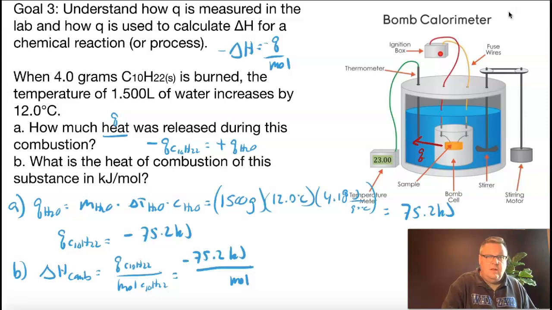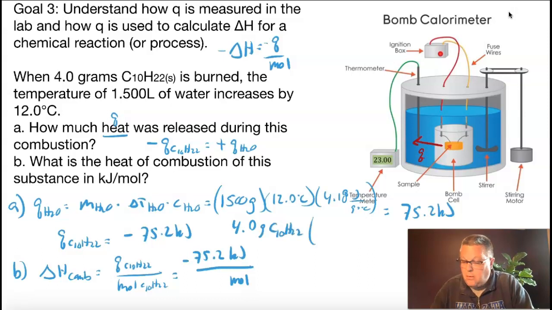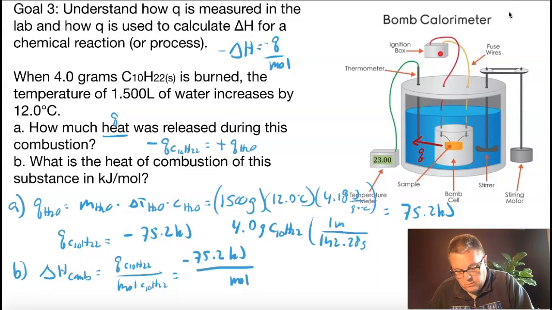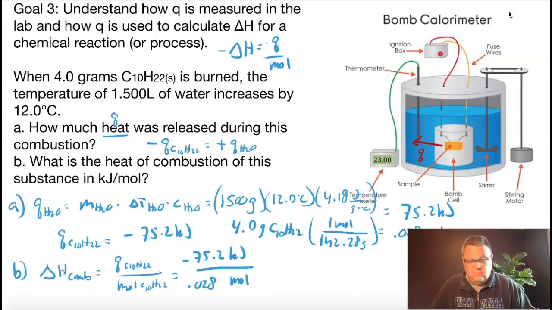So 12.01 times 10 plus 22 times 1.008. Okay, so to do that, I get 0.028 moles. 0.028 moles. Okay?